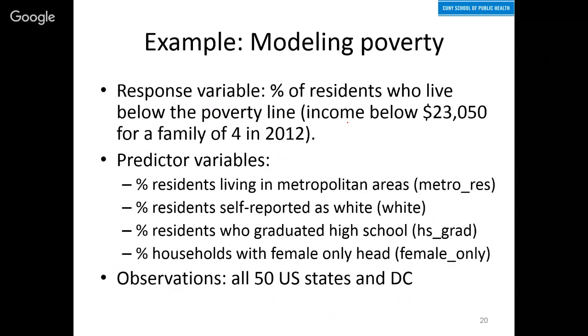All right, let's get on to another more public health example, modeling poverty. So this is a data set.